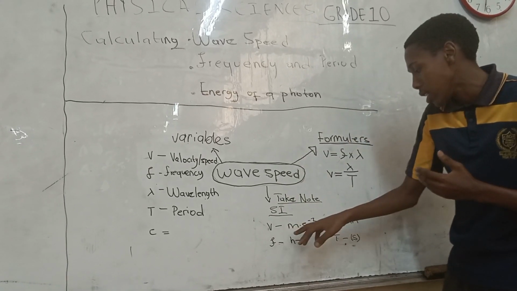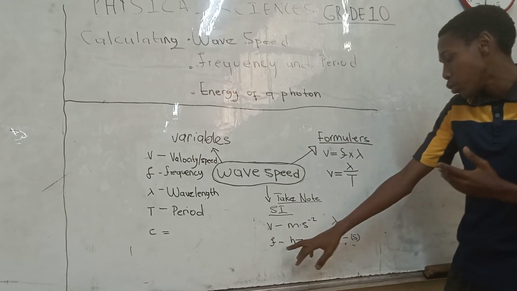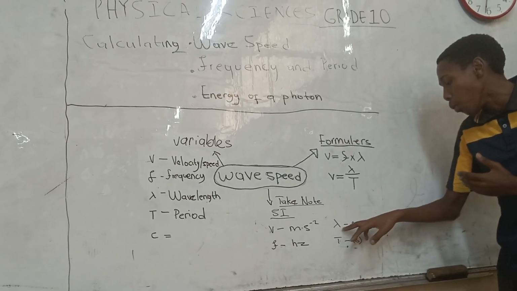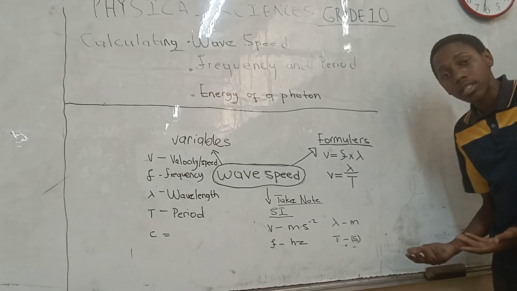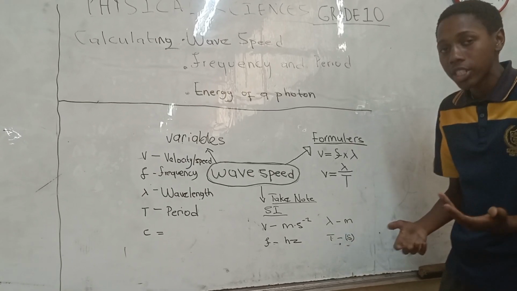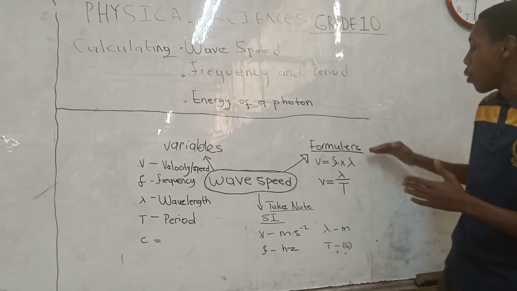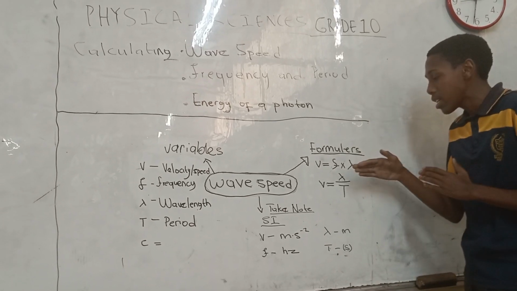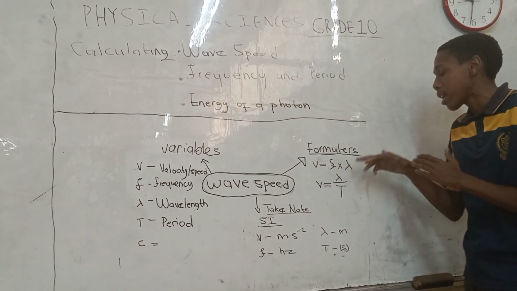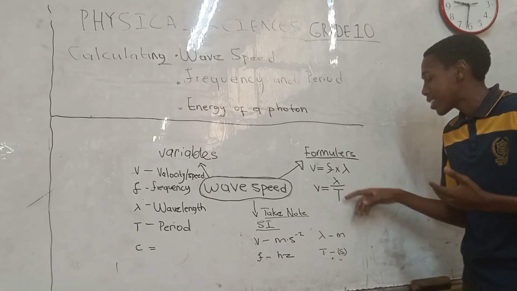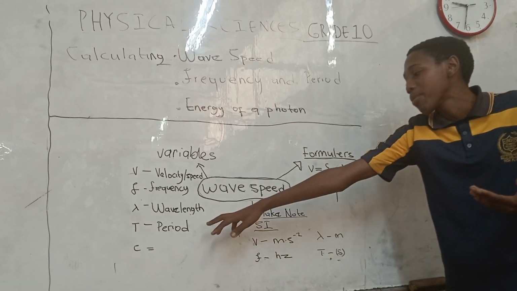For velocity, the unit is meters per second. Frequency is in hertz. Wavelength is measured in meters. T is measured in seconds, which is time. Now we go to our formulas. V is equal to frequency times lambda. Then V is equal to lambda times T, which stands for period.